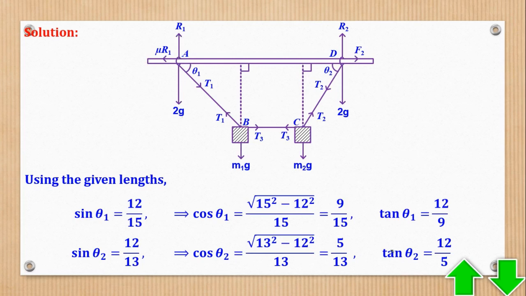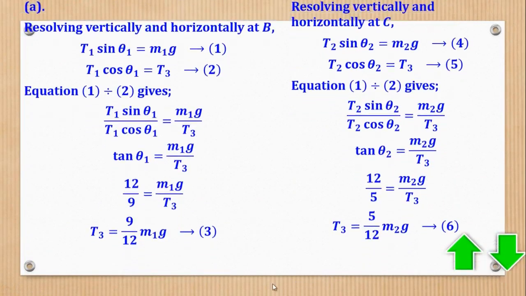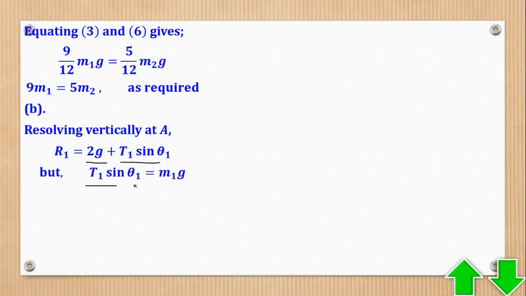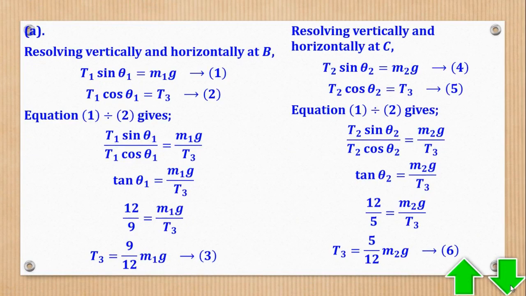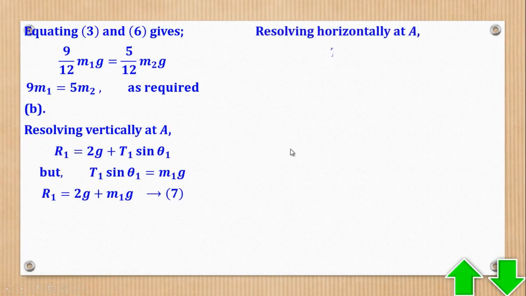So when we shall go here and resolve. So resolving vertically, R1 is equal to 2G plus T1 sine theta 1. But T1 sine theta 1 is equal to M1G. We already saw that here. Let's go back and see. Here we saw that T1 sine theta 1 is M1G. Therefore, we shall come and say that R1 is that.